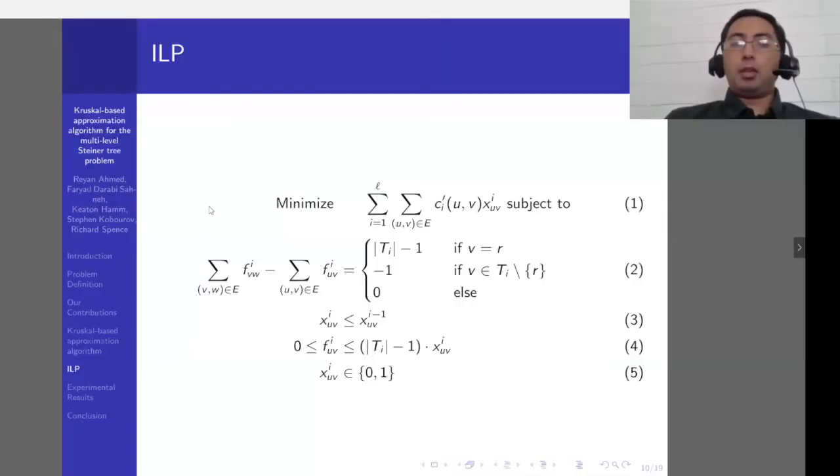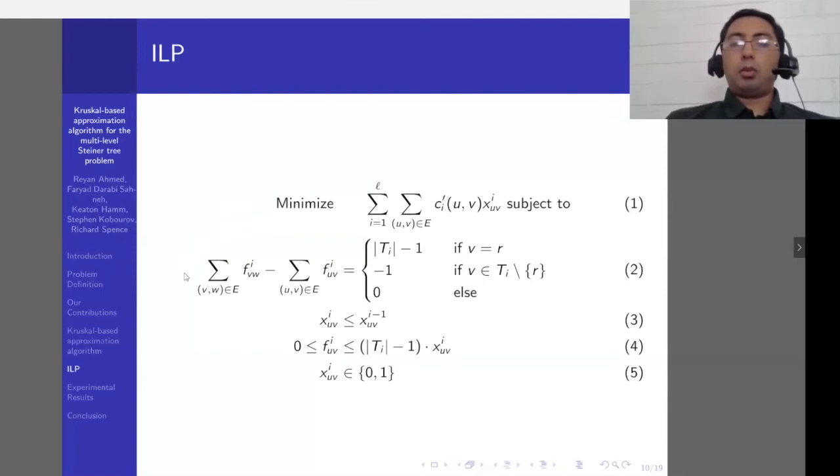Hello everyone, this is Rayan, and I'm going to talk about the integer linear program to compute the exact solution of the multi-level Steiner tree problem. If we can compute the exact solution, then we can also compute the experimental approximation ratio of different heuristics and compare those heuristics. So equation 1 is the objective of the ILP.